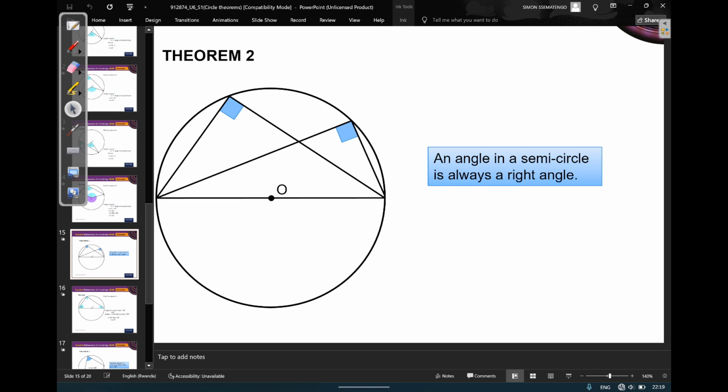Theorem number 2. Angle in the semicircle is always 90 degrees. In other words, the angle subtended by the diameter at the circumference of the circle is 90 degrees. Remember the previous one, we have said that the angle at the center is twice the angle at the circumference. So you can see that this is 180 degrees here, and then if you divide this by 2, the angle at the circumference here is 90. Okay, this one is just an application of the previous one. So angle in the semicircle is always a right angle.